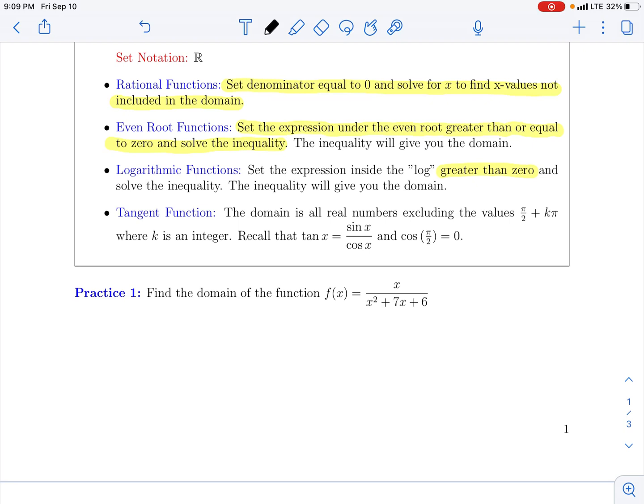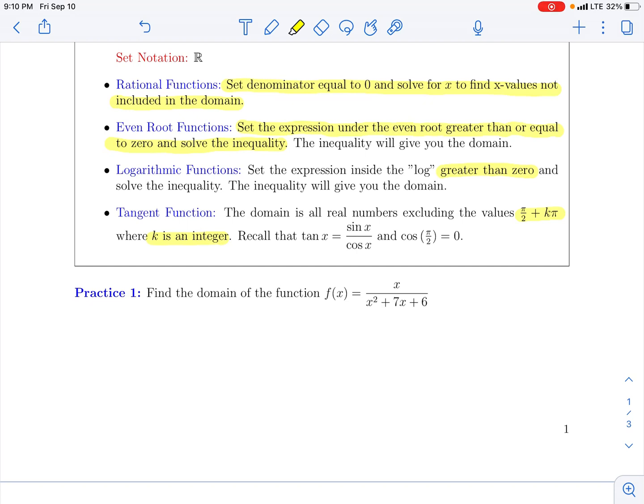And last but not least, we didn't talk too much about the tangent function, because above you saw that for sine and cosine, the domain was all real numbers. But for tangent, the domain is all real numbers excluding these values, pi over 2 plus k pi, where k is an integer. Okay, and so here I'm trying to show you why that's the case.